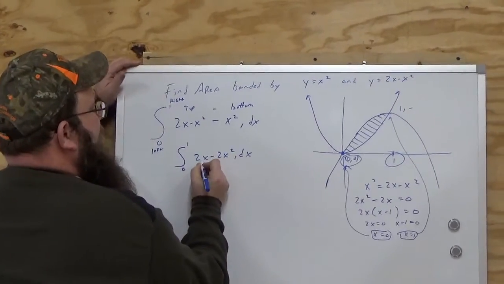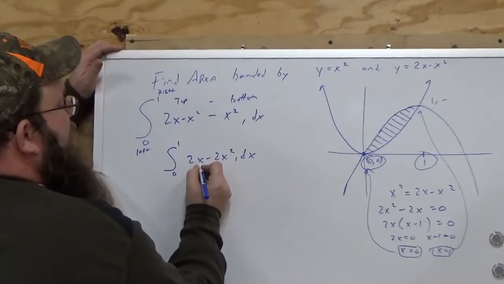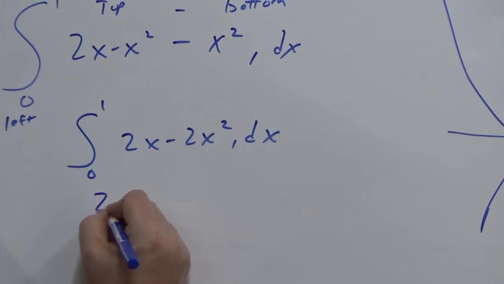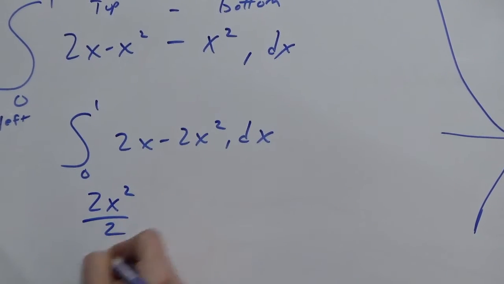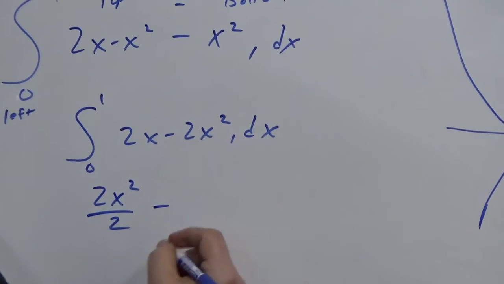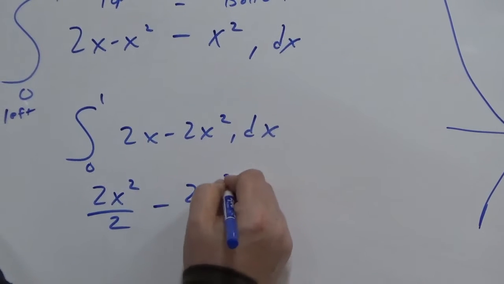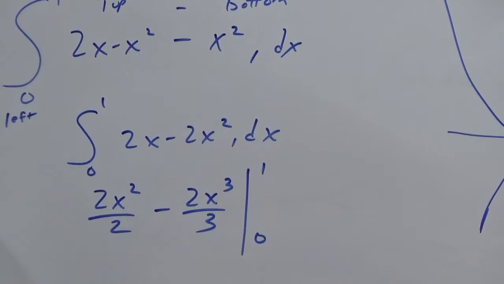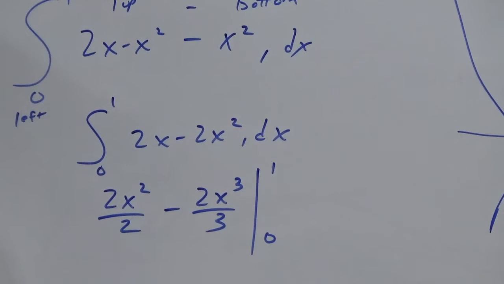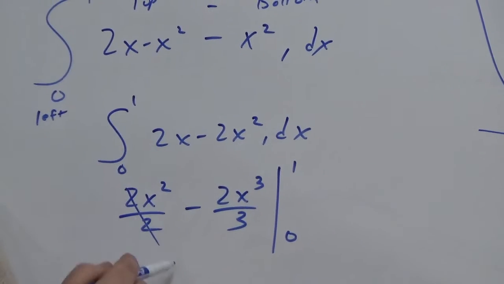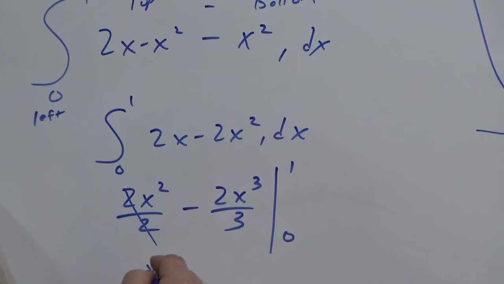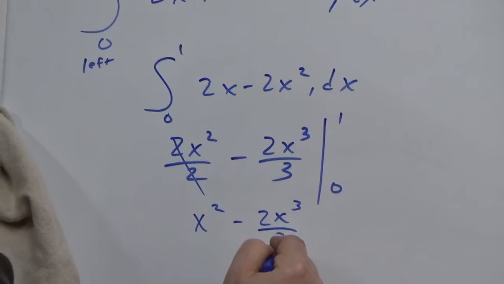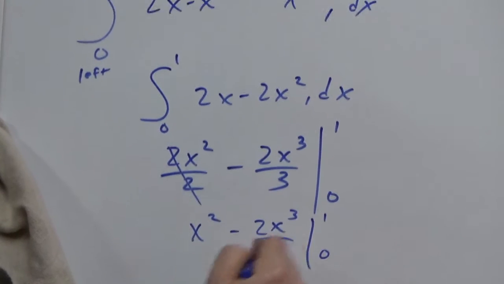So take the integral. There's 2x. So what do we do? We add 1 to the exponent, and we divide, right? So that's going to be 2x squared divided by 2 minus 2x cubed divided by 3. Evaluate from 0 to 1. So these 2's cancel right here. Just a little bit of a simplify. Again, evaluating from 0 to 1.